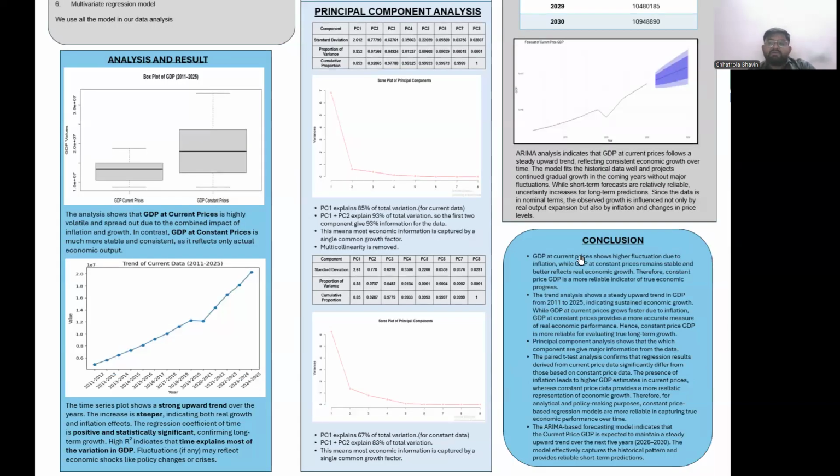The overall conclusion: GDP at current price shows higher fluctuation due to inflation, while GDP at constant price remains stable and better reflects real economic growth. Therefore, constant price GDP is a more reliable indicator of true economic progress.